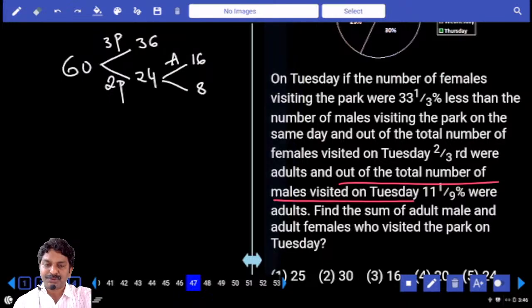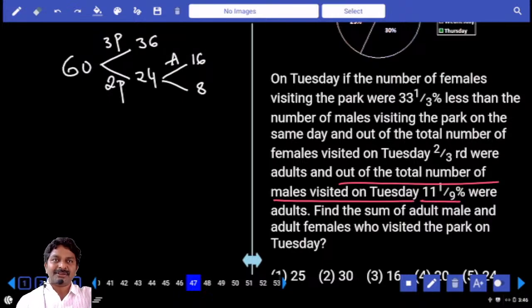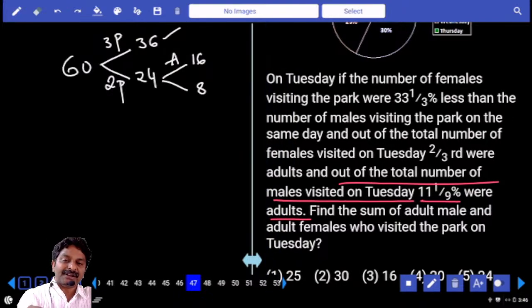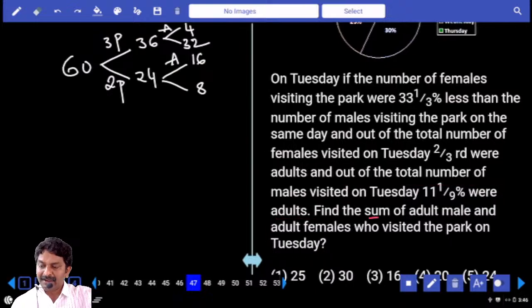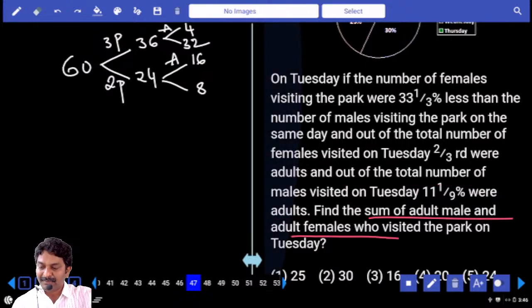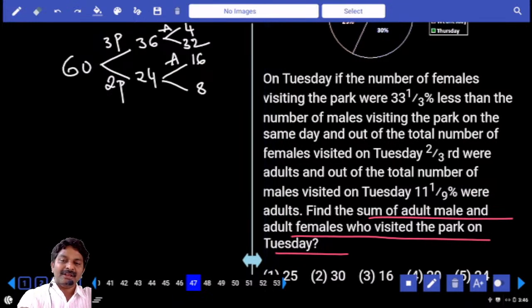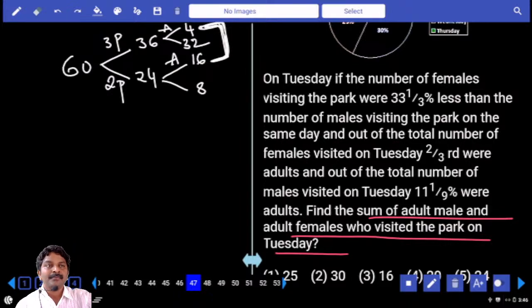Out of total number of male visiting on Tuesday, 11 1/9 percentage, 11 1/9 is 1/9 only, were adults. So out of 36, 1/9 is 4. These 4 people are adult. Remaining are 32. Find the sum of adult male and adult female who visited the park on Tuesday. We were asked to calculate sum of 4 and 16 only, which is 20. Followed?